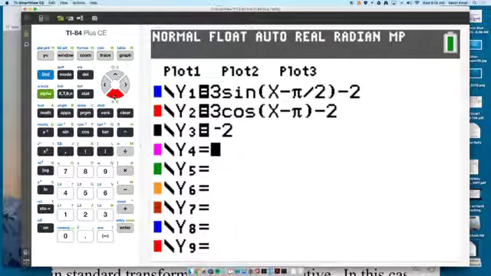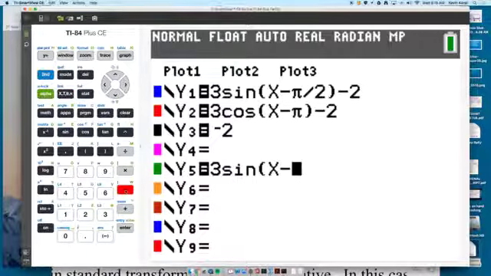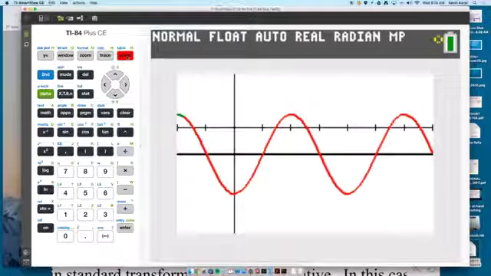Let's use, you want to use pink or green? Green it is. Good. We'll type in 3 cosine of x minus 5 pi halves minus 2. So now it should trace over the red graph in green. You ready? I'm ready. You ready? Anticlimactic. It's going to work.